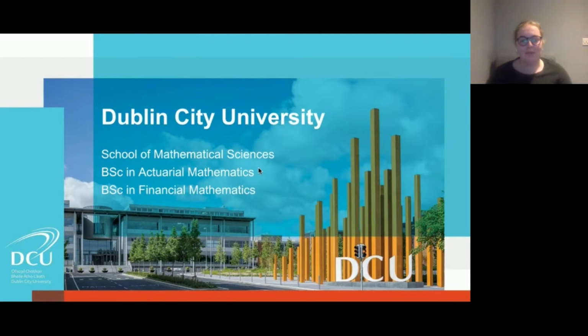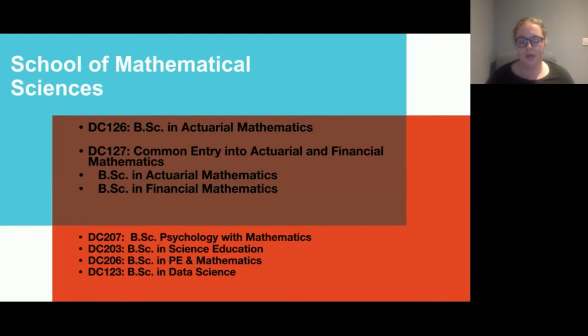So my name is Claire. I'm a fourth year actuarial math student here in DCU. And I'm just going to talk a little bit about the actuarial and financial math courses here in DCU. There are other courses in the School of Mathematical Sciences. I just have the codes down here at the bottom, but I'm going to concentrate on the two at the top, the actuarial maths and the common entry into actuarial and financial maths.